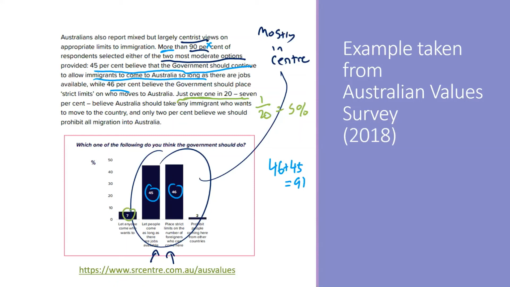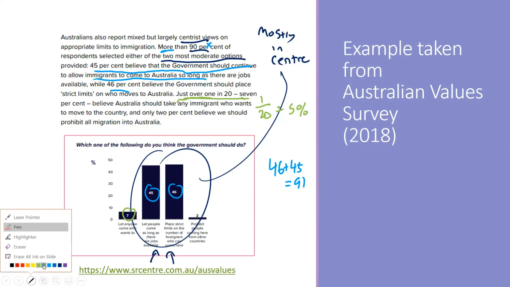Just 1 in 20, which is about 7%, believe that any immigrant who wants to come to the country should, with only 2%. And notice how they save the smallest one to the very last, should prohibit all immigration. And then that one's just a straight up here.